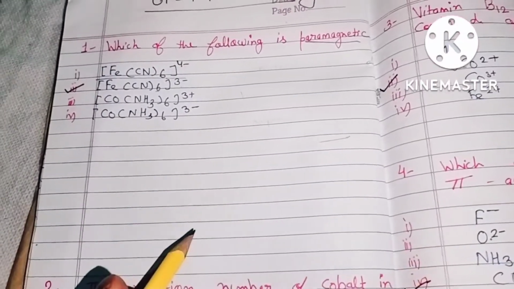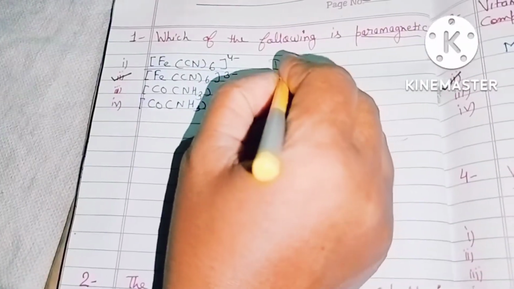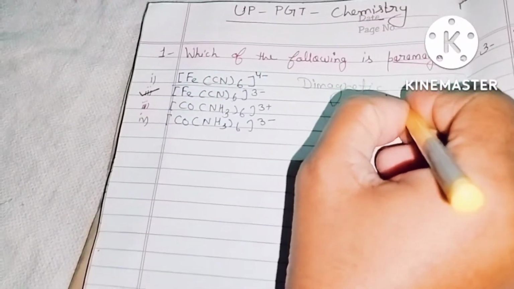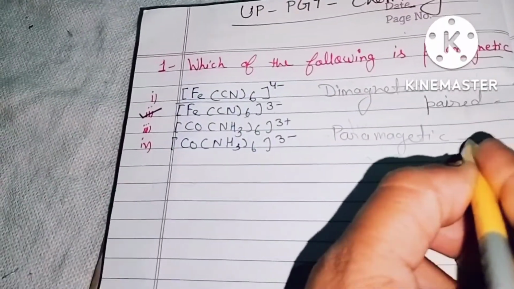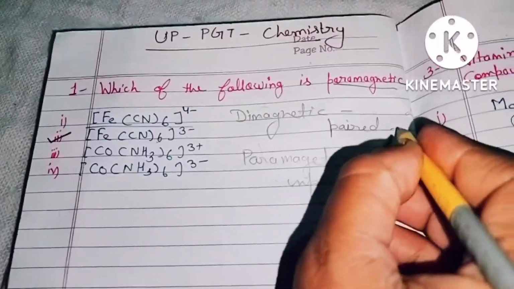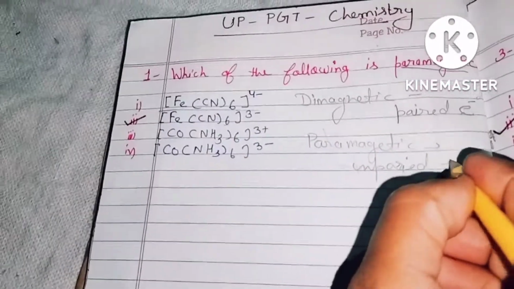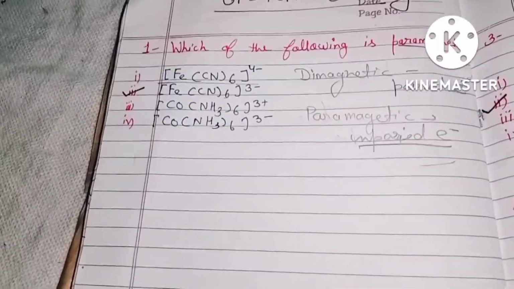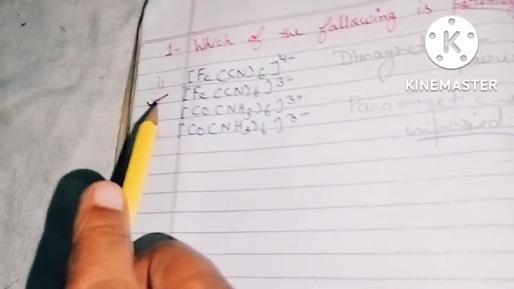We know the nature of compounds is of two types, paramagnetic and diamagnetic. Diamagnetic compounds have all electrons paired. But paramagnetic nature is shown by compounds which have unpaired electrons. These unpaired electrons show the paramagnetic character. Four examples are given, in which the right answer is the second.